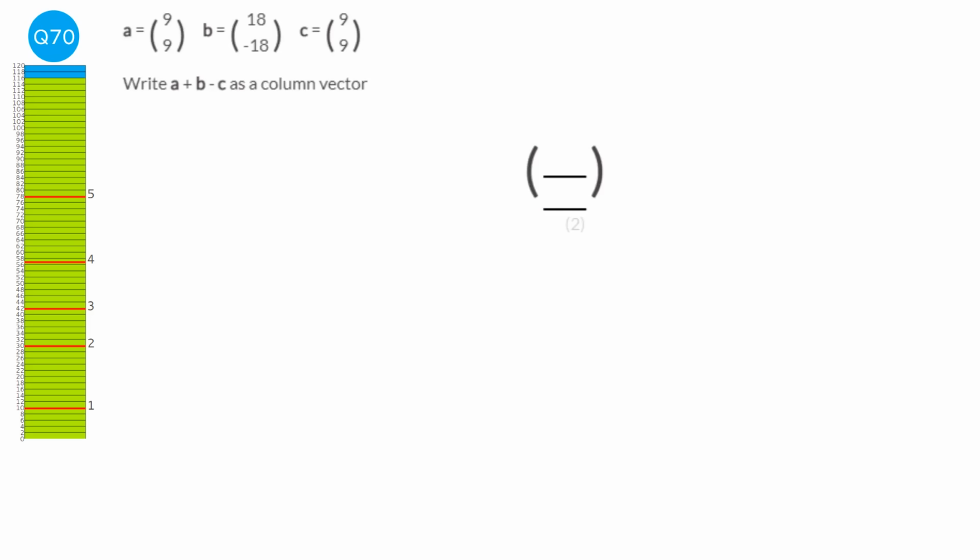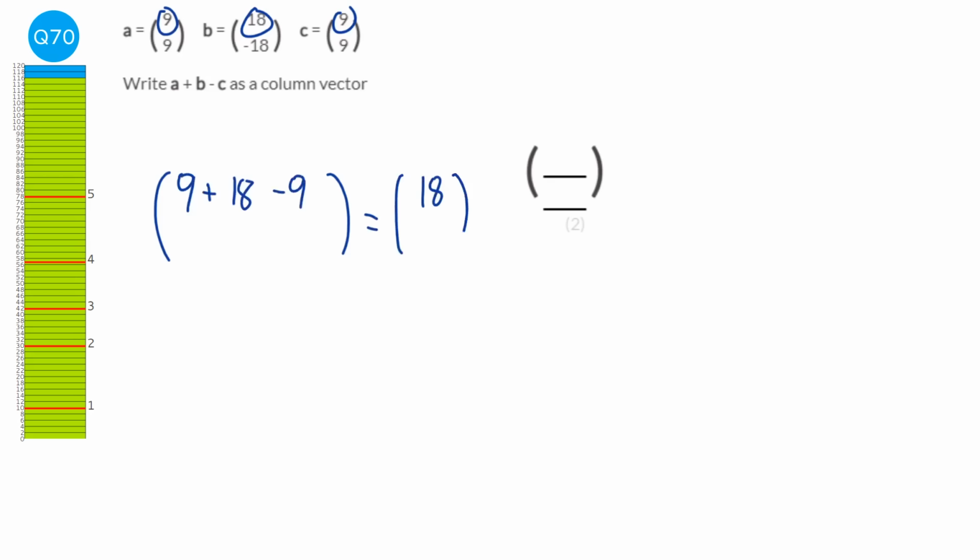So when we're doing column vectors and adding and subtracting them, we just literally add and subtract the top and bottom numbers. So a plus b minus c will be, just looking at the top, 9 plus 18 minus 9, which will equal 18. And the bottom will be 9 plus minus 18, so really minus 18, and minus 9. And so that will be minus 18. So our column vector will become 18 minus 18.